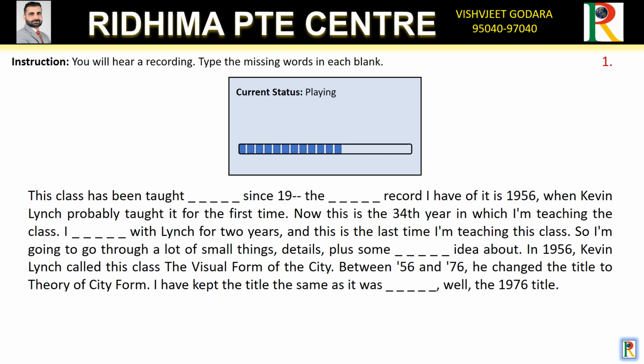In 1956, Kevin Lynch called this class the visual form of the city. Between 56 and 76, he changed the title to Theory of City Form. I have kept the title the same as the 1976 title.